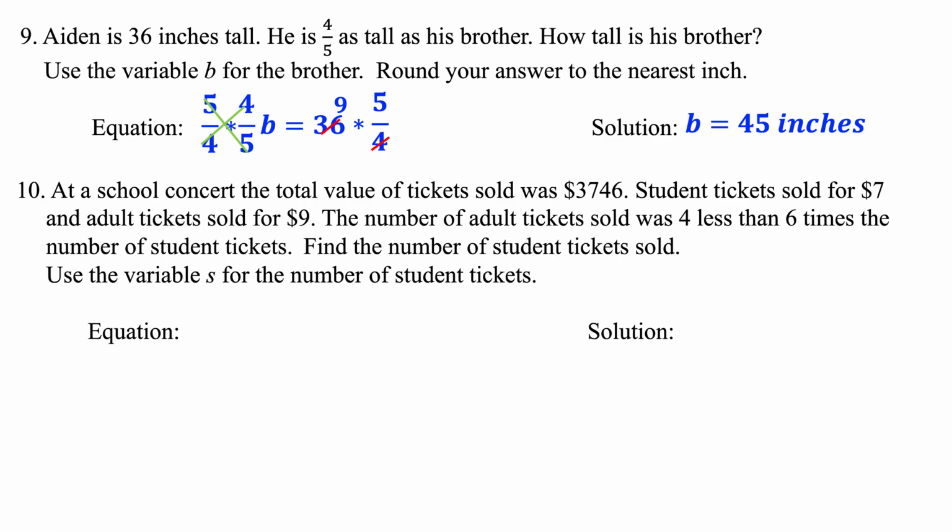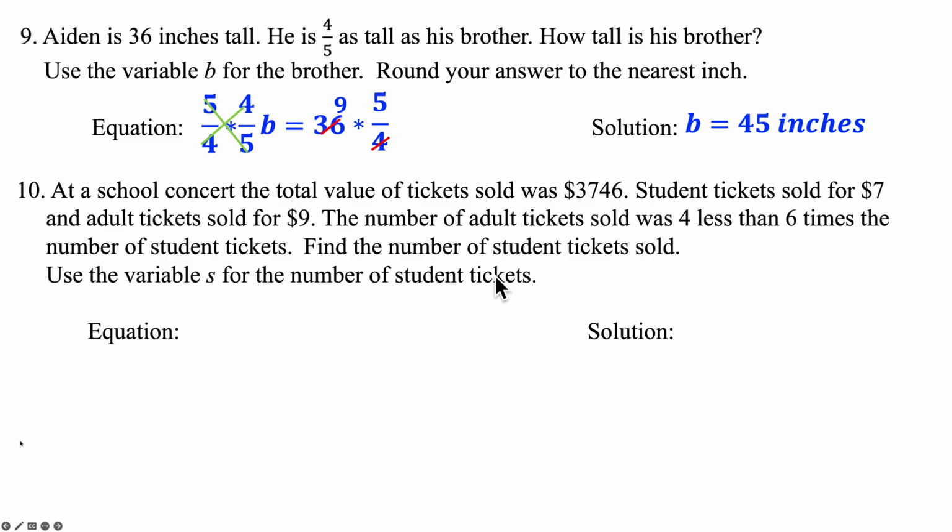At a school concert, the total value of tickets sold was $3,746. Student tickets sold for $7 and adult tickets sold for $9. The number of adult tickets sold was 4 less than 6 times the number of student tickets. Find the number of student tickets sold. Use the variable S for the number of student tickets.